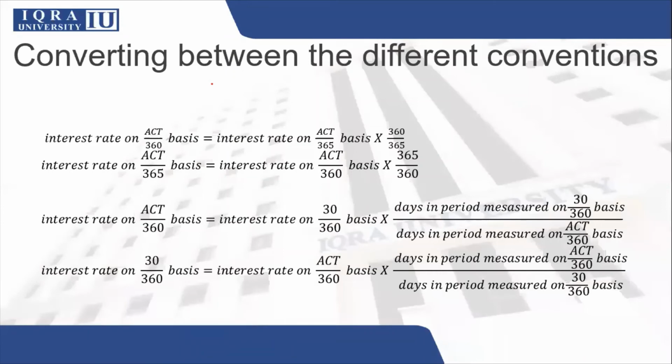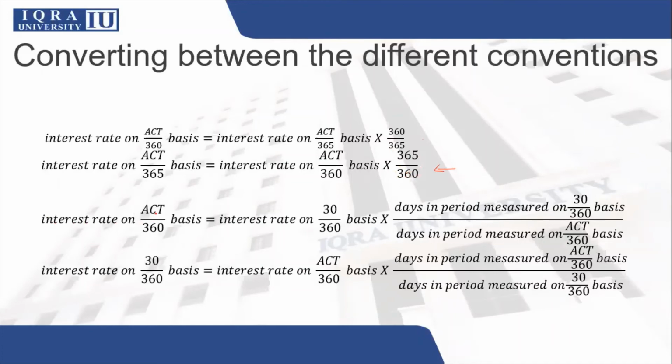Converting between the different conventions. You can convert the interest rate from one convention to another. For example, if you have the interest rate on the 365 convention basis and you want to know what it will be on the 360 basis, you can use this formula. Similarly, if you have it on the 360 basis, you can convert it back to the 365 basis using this formula. Again, the value that you want will come in the numerator and the one that you have will come in the denominator.